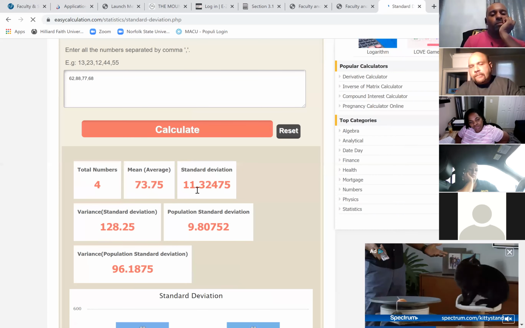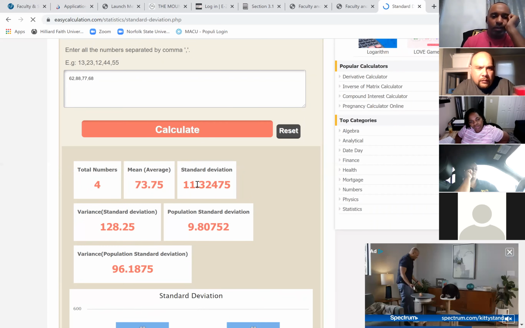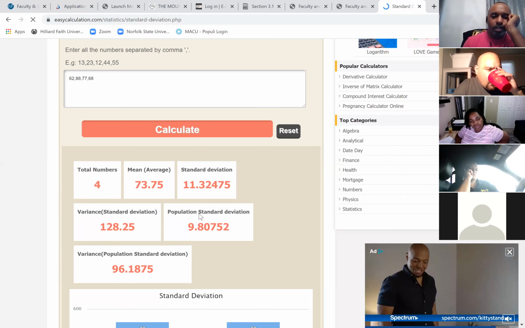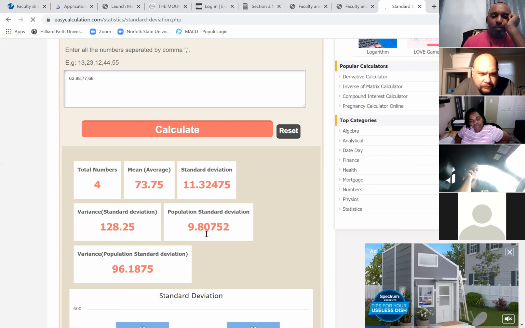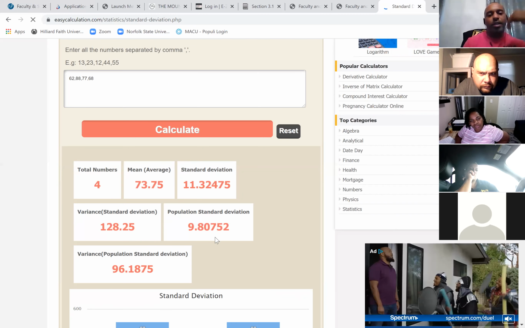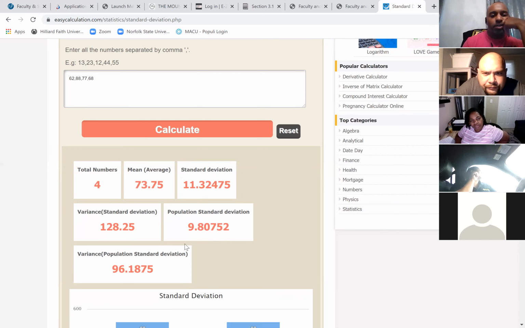So notice how you get two different ones. You have a sample standard deviation, a sample variance. Then you have a population standard deviation and population variance. So we'll talk about the difference in a second, but just showing you that this one gives you both. This is the population, and this other one up here that doesn't say population is your sample. So we'll talk about it in a second.